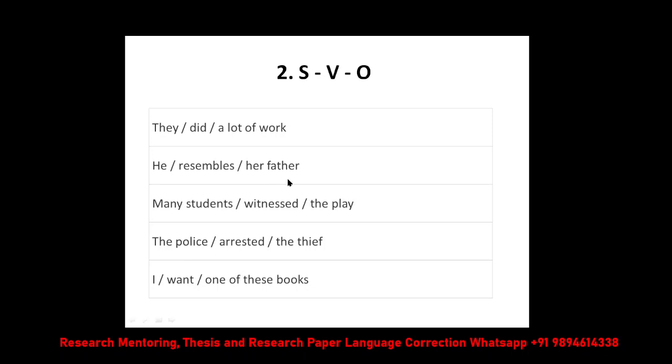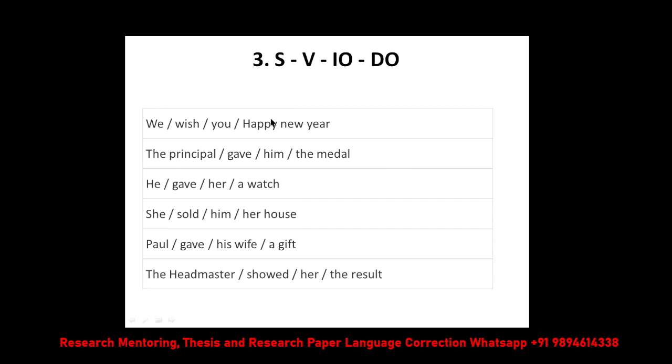Clear? I hope you understand. Right. Third thing: subject, verb, indirect object and direct object. For the indirect object, what question do you need to ask? And for the direct object, what question will you ask? Whom? If you ask whom, that will become the indirect object. If you ask what, that will become the direct object.